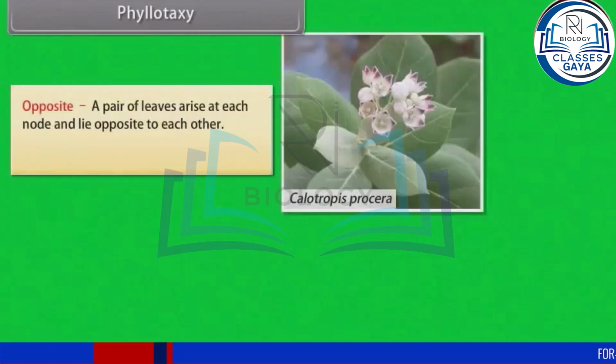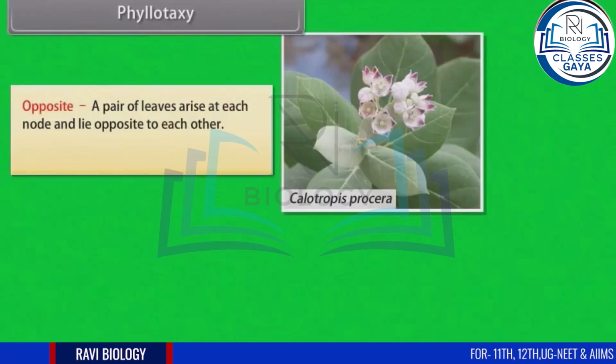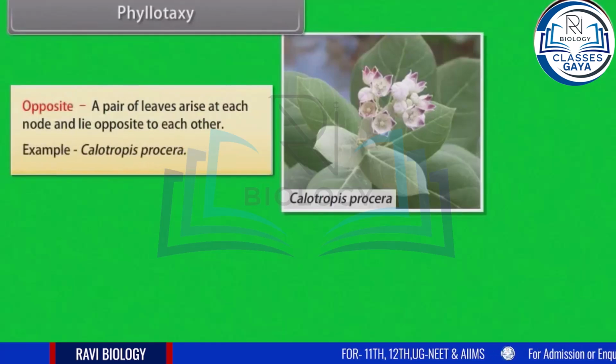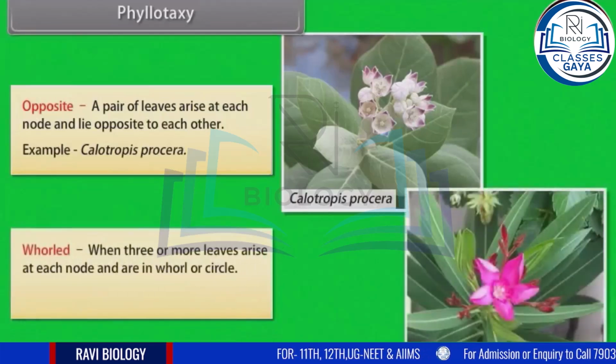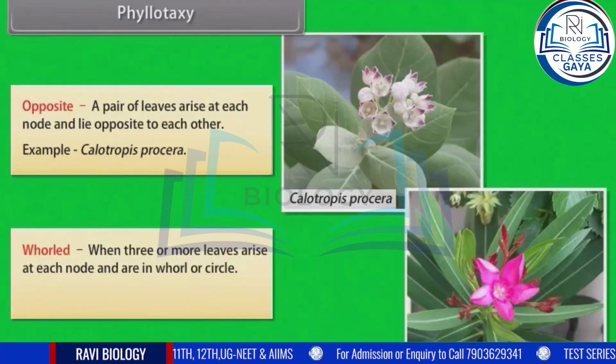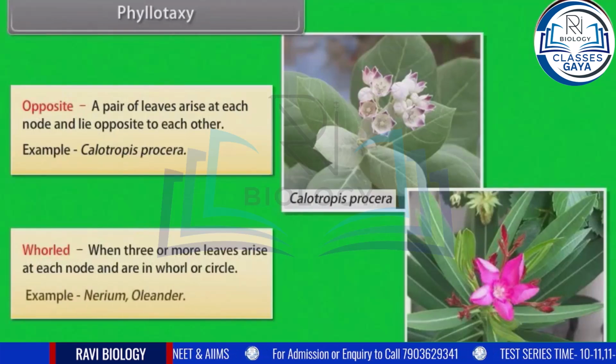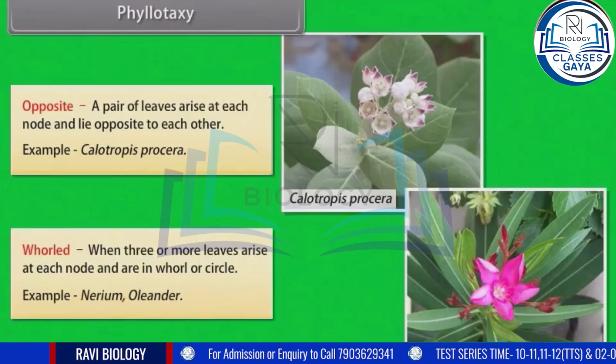Opposite. A pair of leaves arise at each node and lie opposite to each other. Example, Calotropis procera. Whorled. When three or more leaves arise at each node and are in a whorl or circle. Example, Nerium oleander.